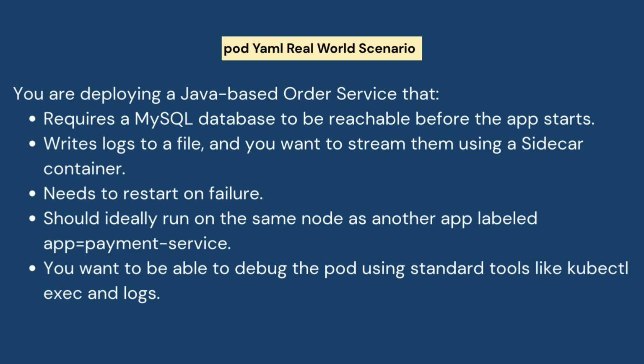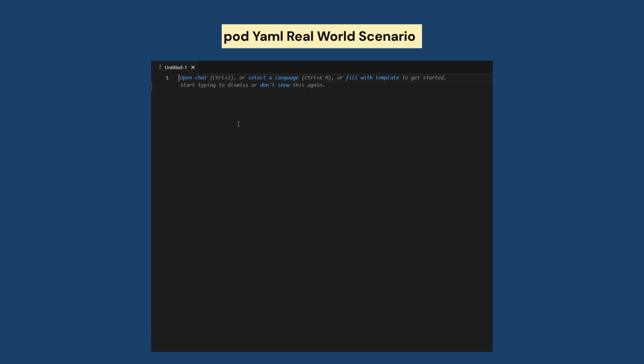Now let's build this YAML step by step. Okay, so first we have this basic pod structure, and this just sets up the pod with its name, label, and core specification block, the foundation for adding containers, volumes, and more that we will need.